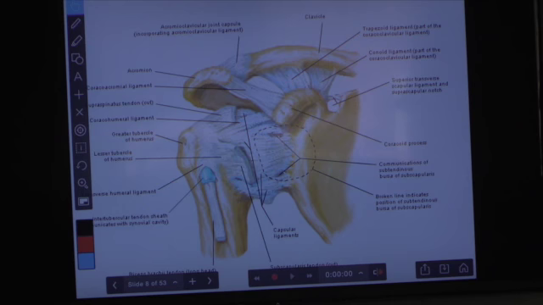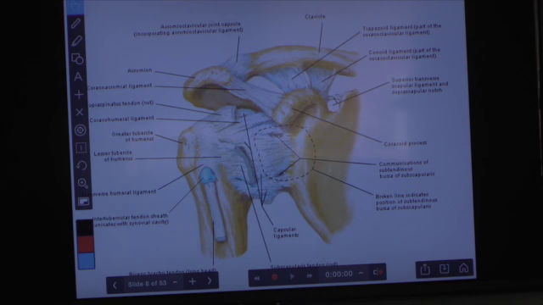The trapezoid line, which you studied, I think, in first quarter, has the trapezoid ligament. The conoid tubercle has the conoid ligament. So the trapezoid ligament is lateral, the conoid ligament is medial. The two of them make the coracoclavicular ligament.